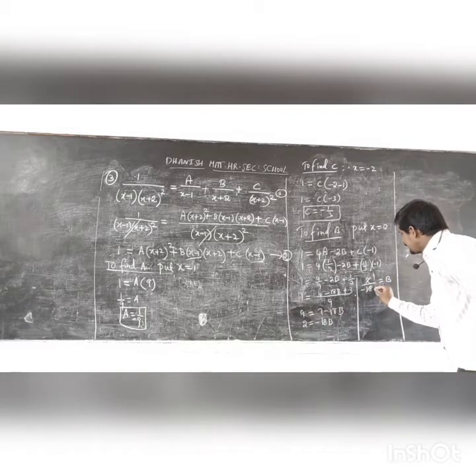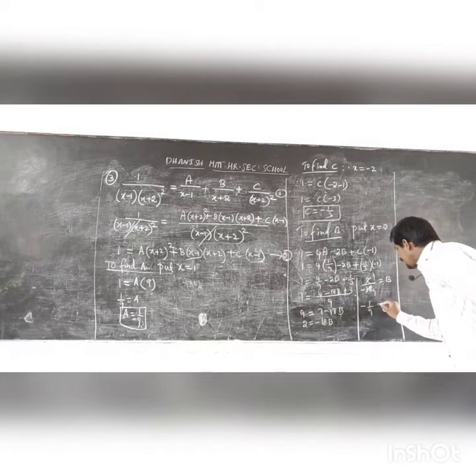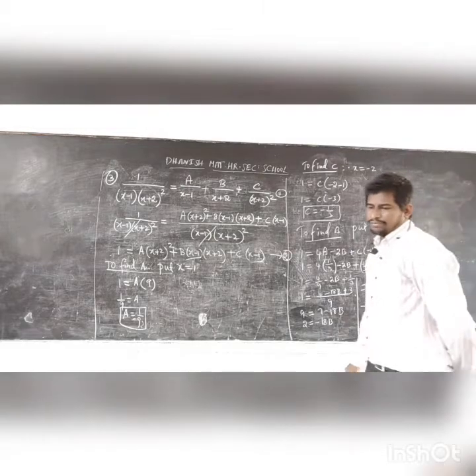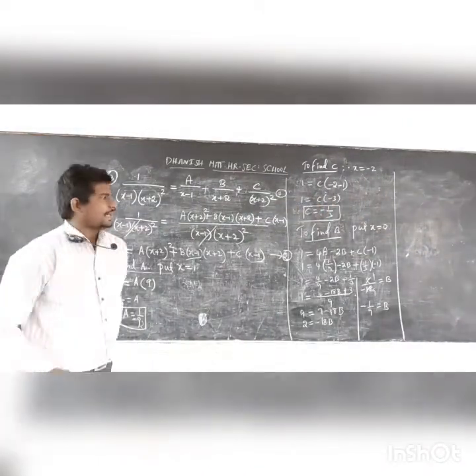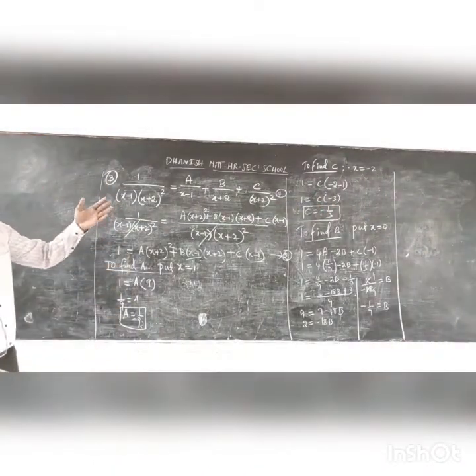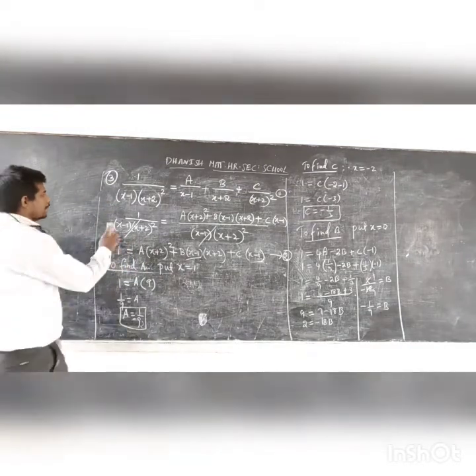So 1 times 9 times. So minus 1 by 9 equal to b. We got our b as minus 1 by 9. Now we are going to substitute a, b, c in the equation below.